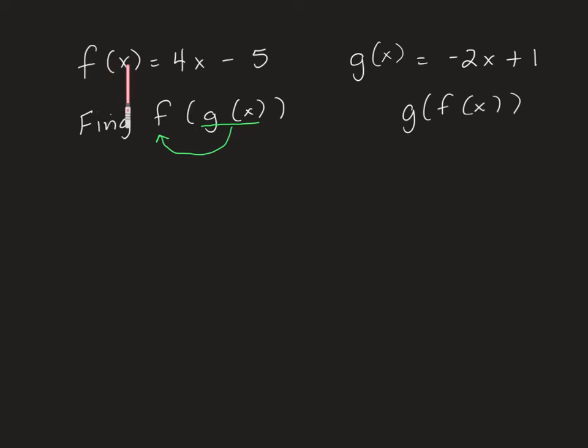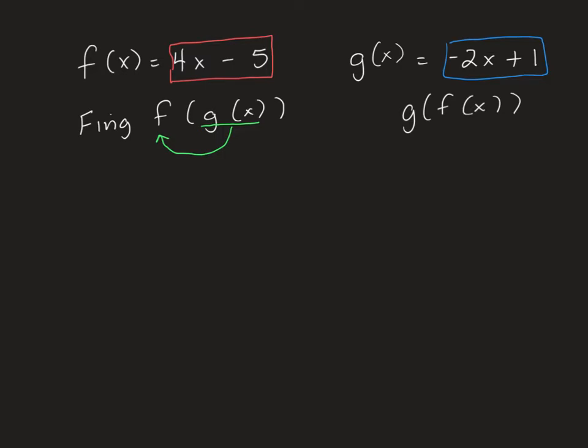Here I have f is 4x minus 5 and g is negative 2x plus 1. Let's assign them some colors because I like working in colors. So let's make the f function red, and we'll go with the g function is blue. That's two nice distinct colors.